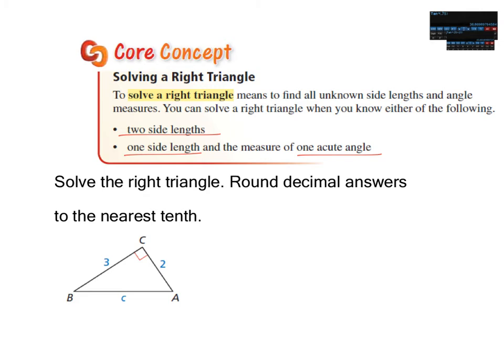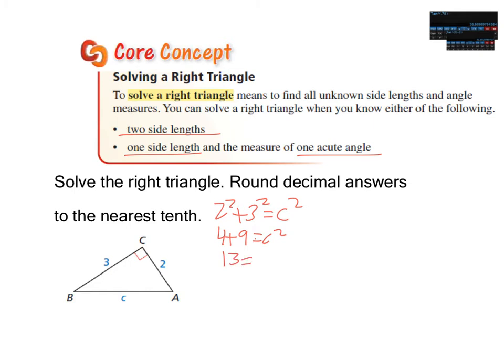So here we've got two sides. We want to find the third side. And we can do that with the Pythagorean theorem. We've done that a lot. 2 squared plus 3 squared equals c squared. So we've got 4 and 9.